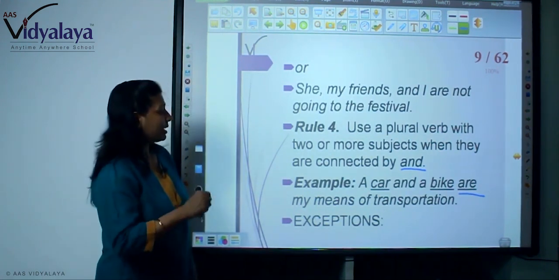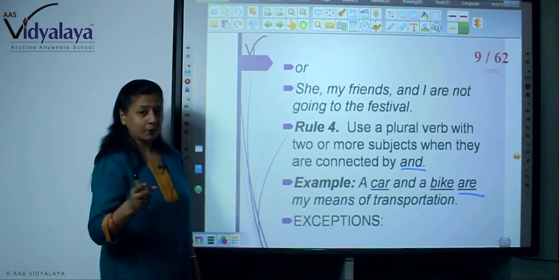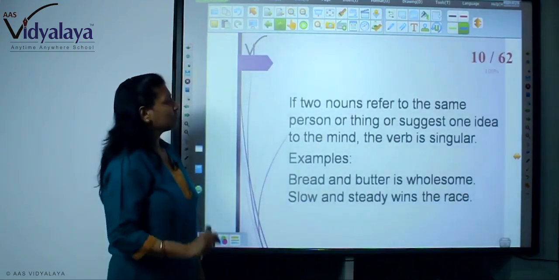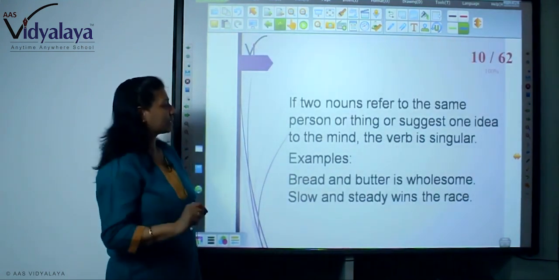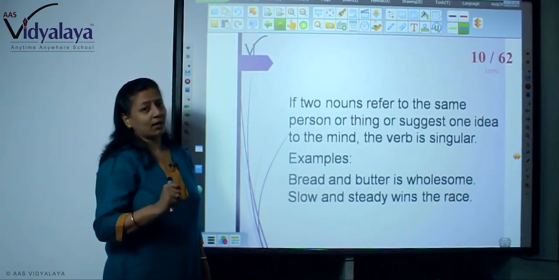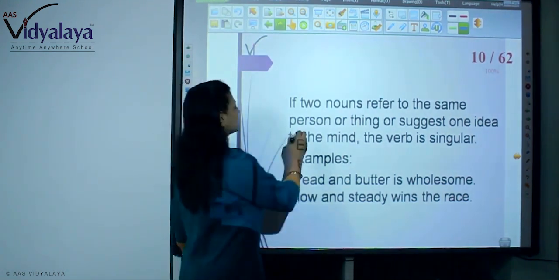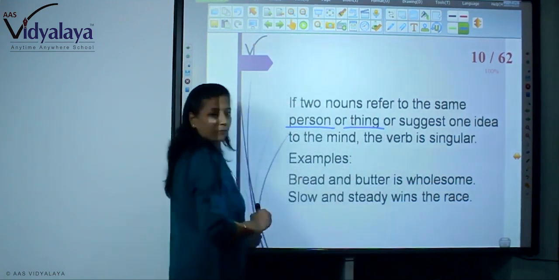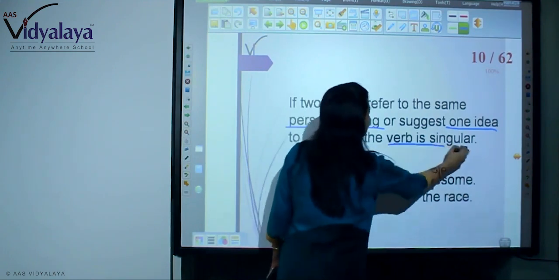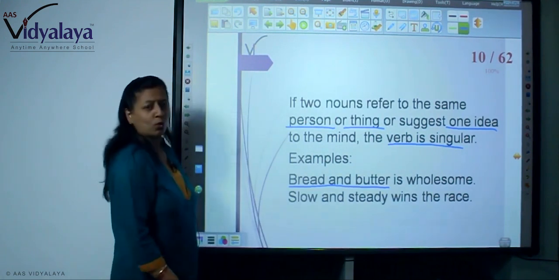And there are exceptional rules also. If two subjects are connected by and, you will have to use the plural verb. If two nouns refer to the same person or thing or suggest one idea to the mind, the verb is singular. So always remember, if two of the subjects refer to the same person or thing, right, and suggest one idea, then the verb is singular. For example, bread and butter is wholesome.